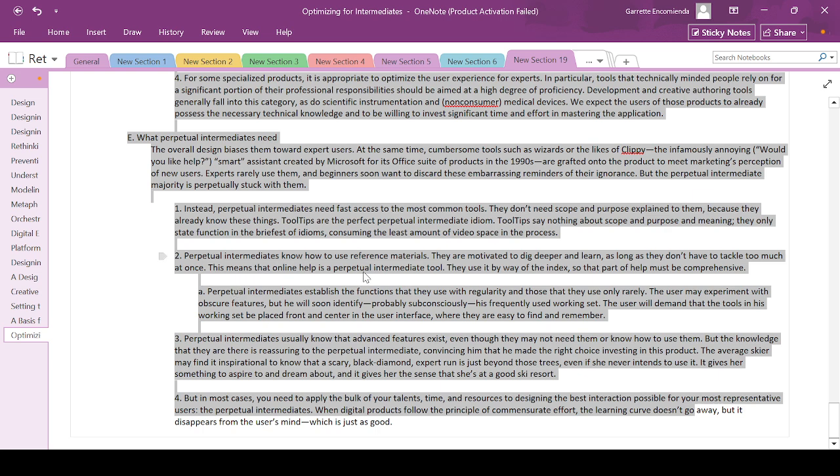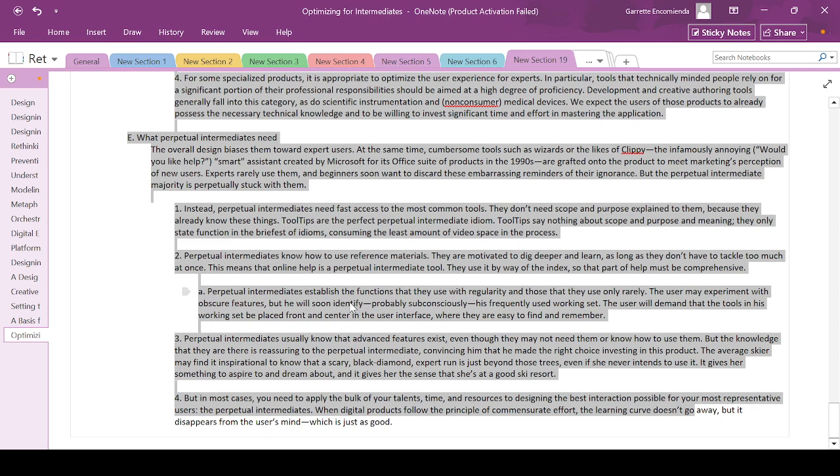This means that online help is a perpetual intermediate tool. So the online help we discussed for different needs is actually for perpetual intermediates. They also know how to use reference materials. They are motivated to dig deeper and learn, as long as they don't have to tackle too much at once. So they use it by way of the index. They search that. So that part of help must be comprehensive.